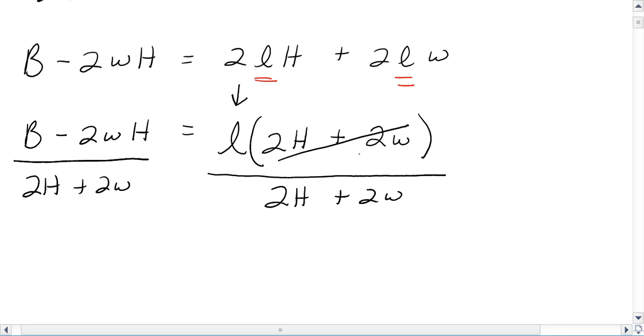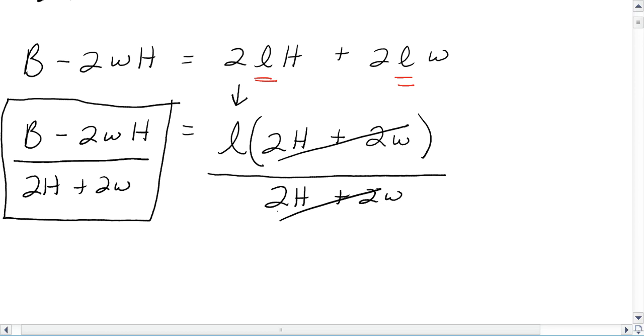Because when you divide it here, it cancels. So then this is your answer. L is B minus 2WH all over 2H plus 2W. Like I said, not a pretty answer, but it is solved for the letter we wanted.